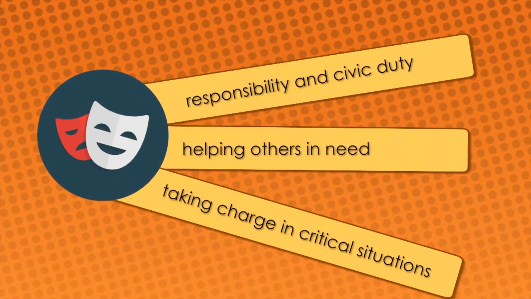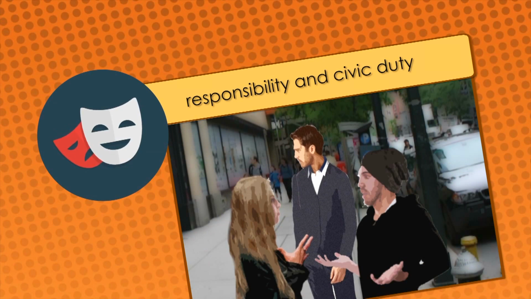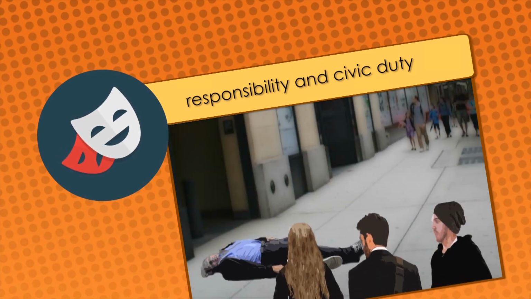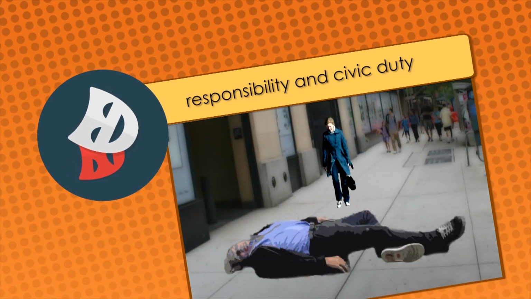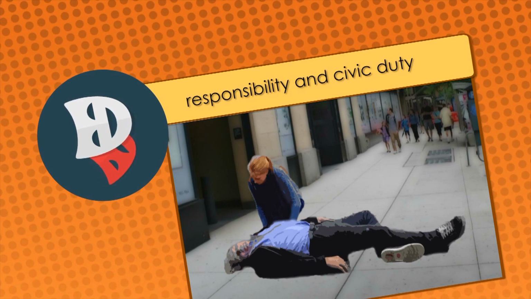The first theme of this drama is responsibility and civic duty. Even though Rebecca, David, and Patrick flocked around the man, none of them made any effort to help him. They believed that it was not their responsibility to give the man a helping hand. The woman in blue, on the other hand, didn't hesitate to help him. She knew it was her duty and responsibility to help another human being.